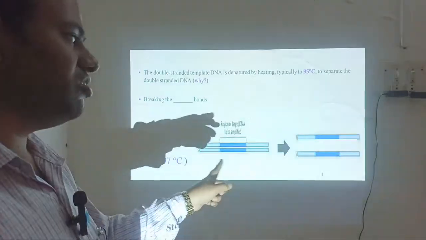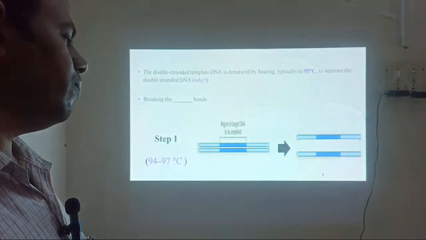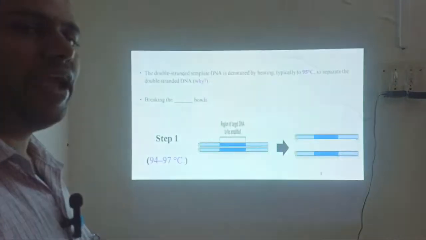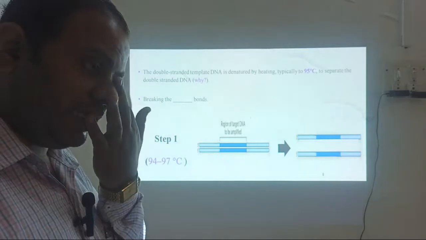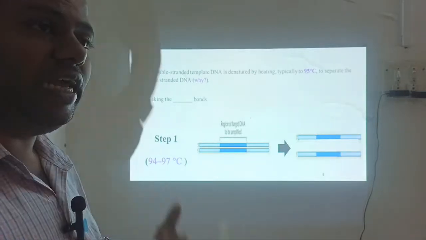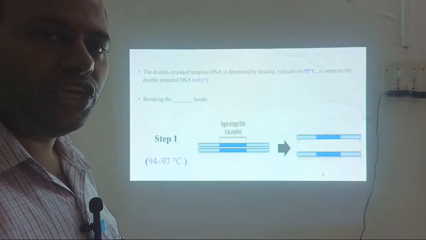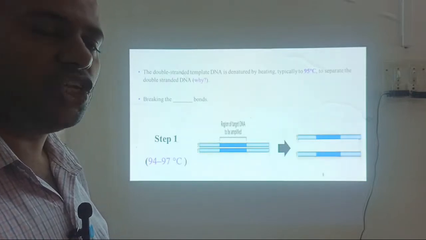Now you should know that the strand has certain polarity, it has a certain direction. So denaturation always occurs at 94 to 97 degrees Celsius. Normally, when we teach about PCR, we teach only three steps, that is denaturation, annealing, and extension.